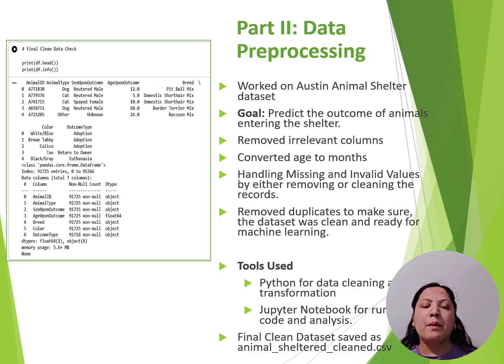So for part 2, data pre-processing, I use the Austin Animal Shelter data set. The goal of this data set is to predict the outcome of animals entering the shelter. First, I clean the data set by removing irrelevant columns. I also convert the age to months. I handle the missing and invalid values either by removing or cleaning the records. And at the end, I remove the duplicates to make sure the data set is totally clean and ready for machine learning.